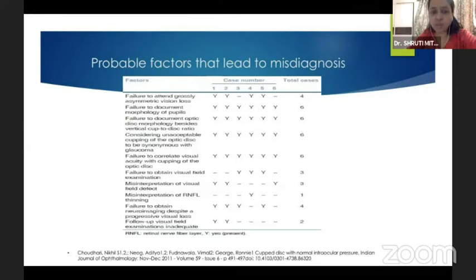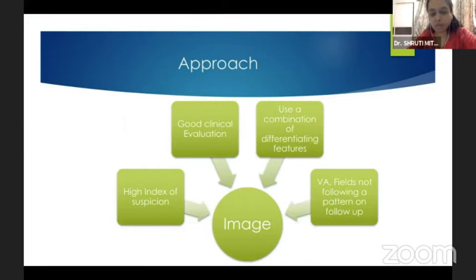So what do we do in such cases? We would recommend an approach which is as follows. Always maintain a high index of suspicion. Do a good clinical evaluation, use a combination of differentiating features, and whenever something seems to be not fitting or the visual acuity and the fields do not follow a particular pattern on follow-up, do not hesitate to image.